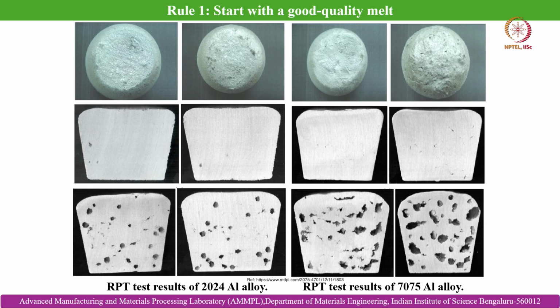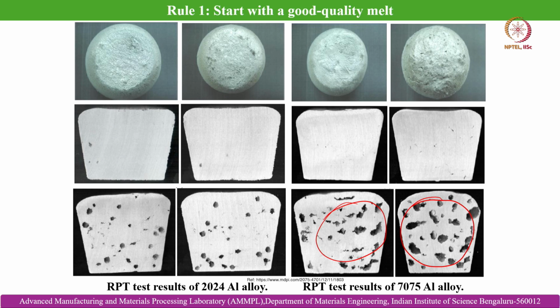Now we will start with the first rule, that is, start with a good quality melt. You can see a particular example shown over here: if you do not start with a good quality melt, and there are a lot of inclusions, then you can end up getting a lot of blowholes in the part post solidification. That is why it is recommended that you start with a good quality melt.